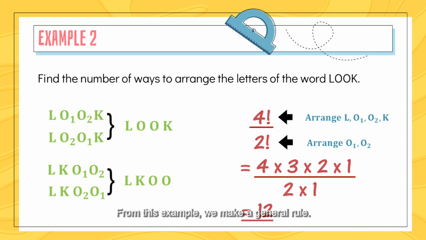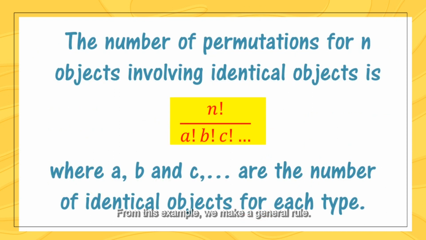Okay, from this example, we make a general rule. The number of permutations for n objects involving identical objects is n factorial divided by a factorial, b factorial, c factorial, and so on, where a, b, c, and so on are the number of identical objects for each type.